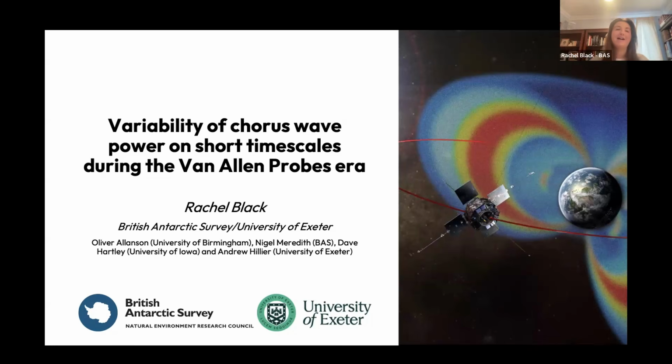Today I'm going to be talking about the variability of chorus wave power on short timescales in the radiation belts, but particularly I'll be comparing low resolution averaged wave data that is typically fed into belt models to much higher resolution wave measurements. They're averaged more on the timescales associated with small scale wave particle interactions and wave-wave interactions.